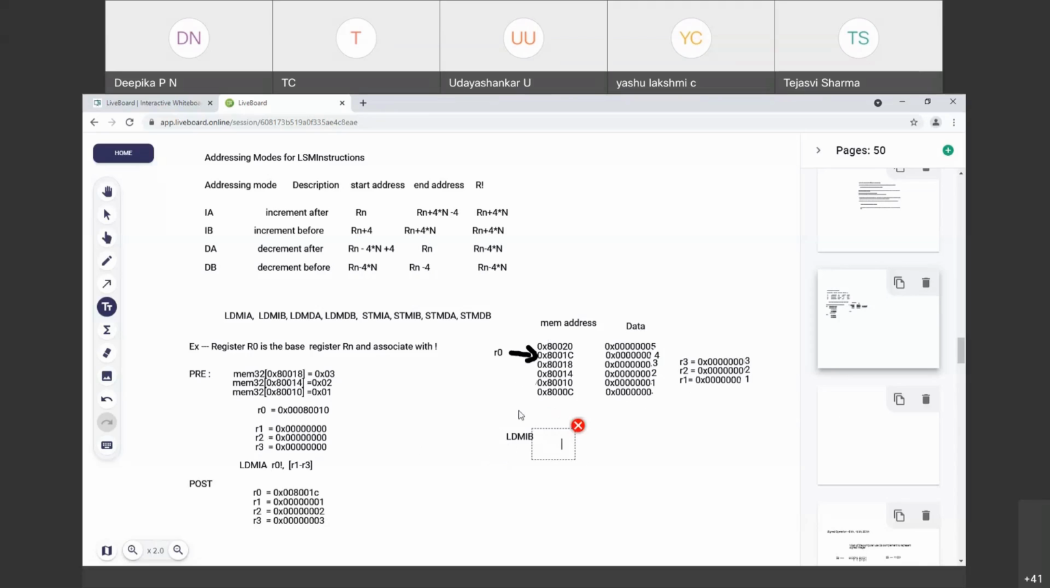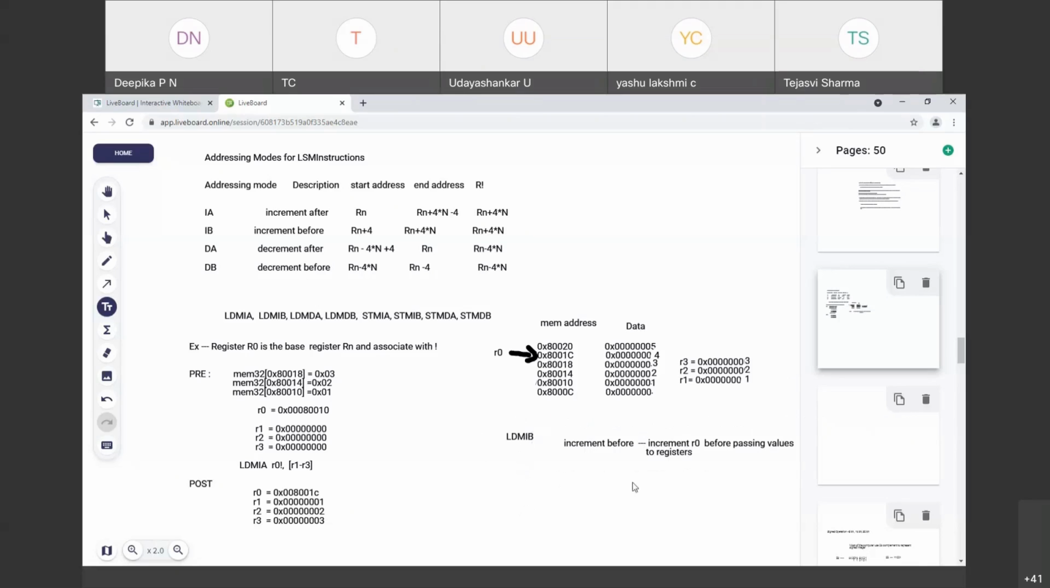This is increment before. It means which one do you need to increment? Increment R0. I am just writing this for your understanding: increment R0 before passing values to registers. Okay, so this is how the instruction works.